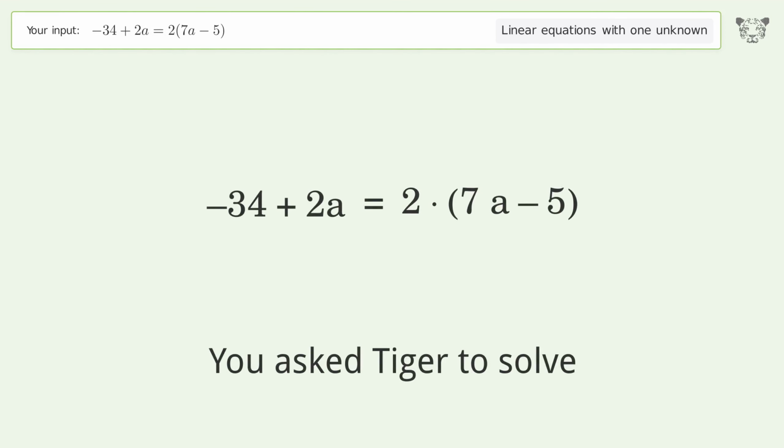You asked Tiger to solve this. It deals with linear equations with one unknown. The final result is a equals -2. Let's solve it step by step.